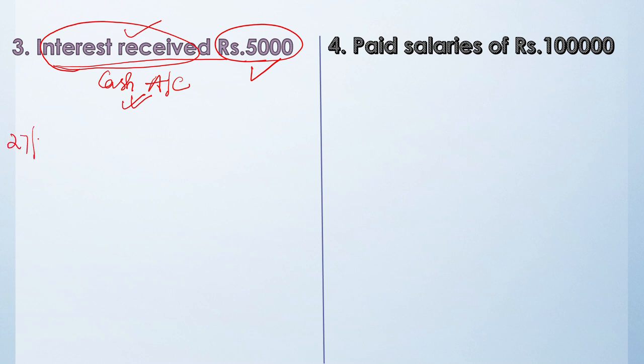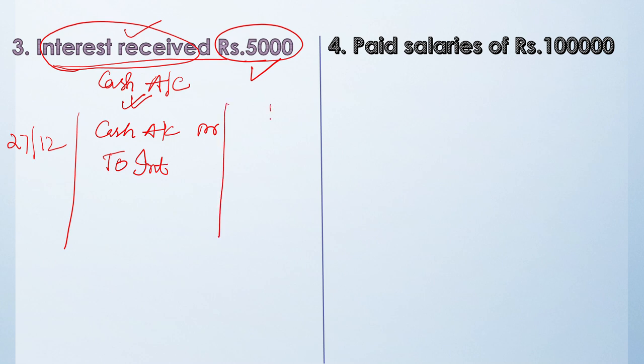So again, let's write the date here, followed by the particulars. We are debiting the cash account because it's the asset and it is increasing. What is the next account? Interest account. Interest is your income, so it is being credited, right? So 5,000 on the debit side, 5,000 on the credit side. We have to give the narration like cash received through interest payments, interest received, right?